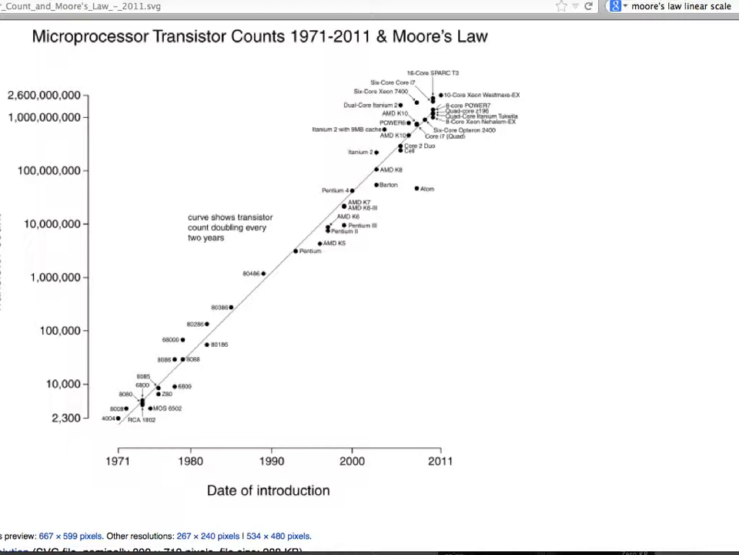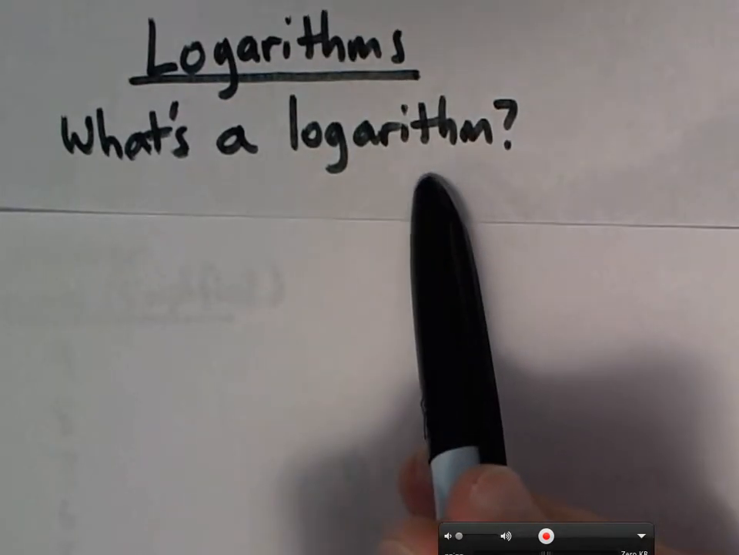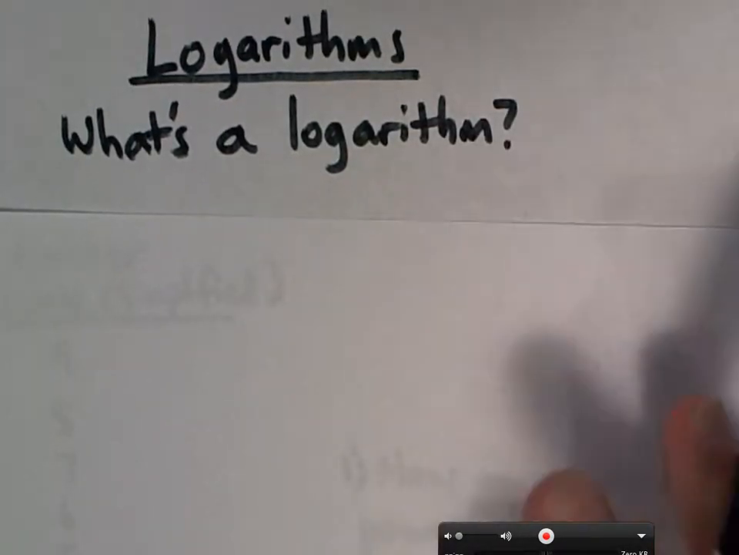In fact, we did that in class, and you'd have to walk thousands of yards just to be able to plot the next point after a while. So there is a need for a different type of measure besides just linear. So what is a logarithm?